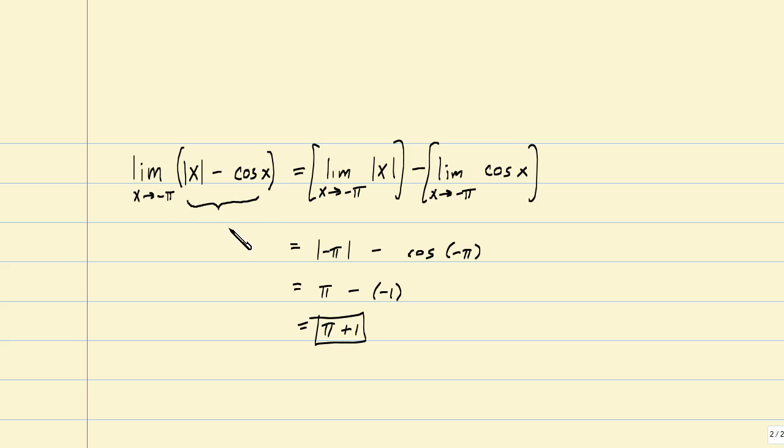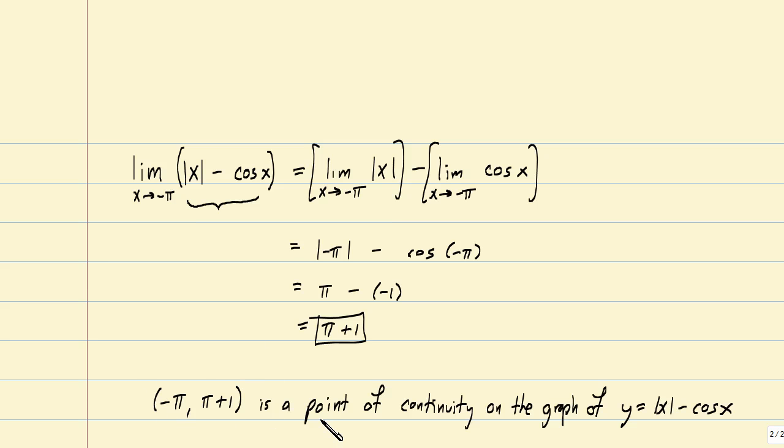Or in the context of this particular limit, we can say that this point here, negative pi, notice that's what x was approaching, and pi plus 1 is our y-coordinate. Note that's the value of the limit. That's our expected height of the function, barring any knowledge of what actually happens at negative pi. We can say this point is a point of continuity on the graph of y equals this expression here, which just duplicates this. Okay, so that's the value of the limit, and that's the graphical interpretation of what's going on.